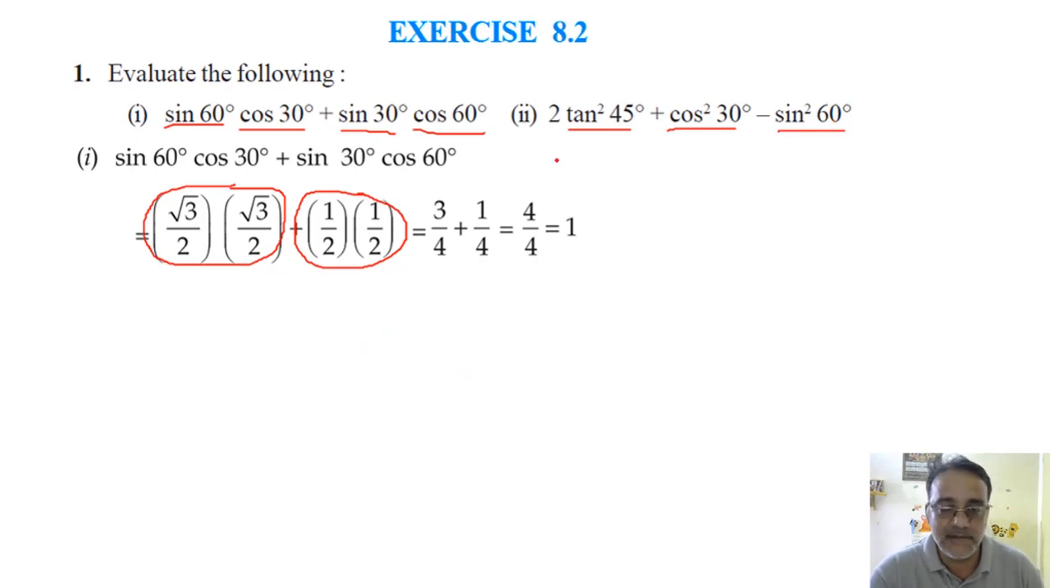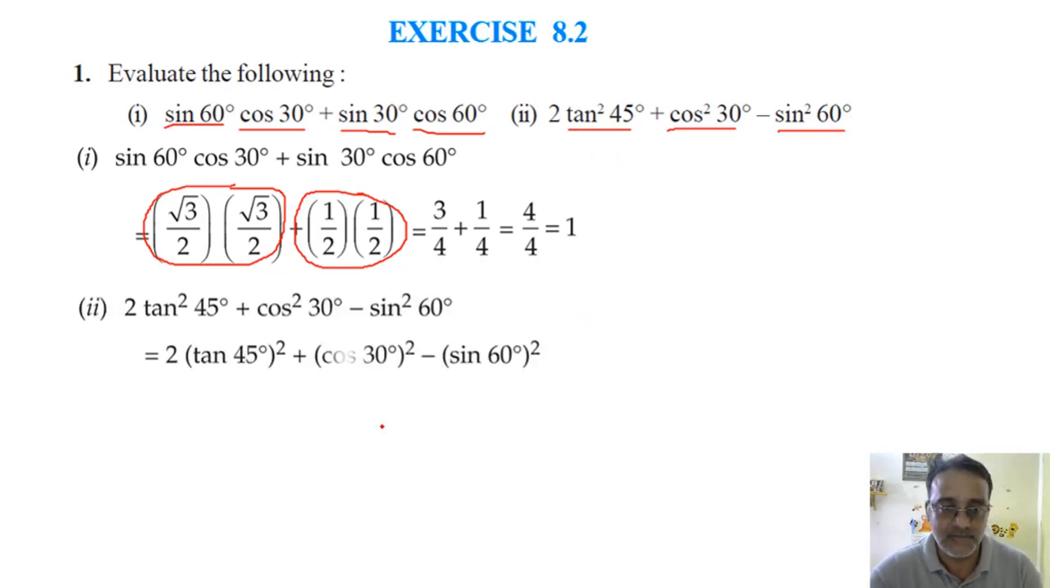First, instead of writing directly, tan square 45 degree we can write as tan 45 whole square. Okay, this step is not mandatory to write. I am just explaining that tan square 45 degree can be written as tan 45 whole square. Similarly, cos square 30 degree can be written as cos 30 whole square, and sin square 60 degree can be written as sin 60 degree whole square. Okay, now we are going to substitute the values.